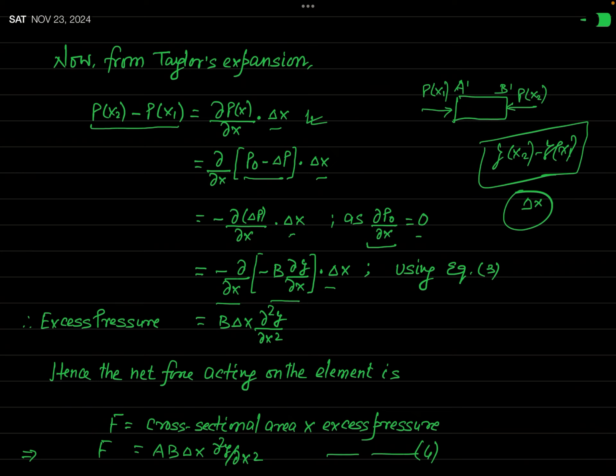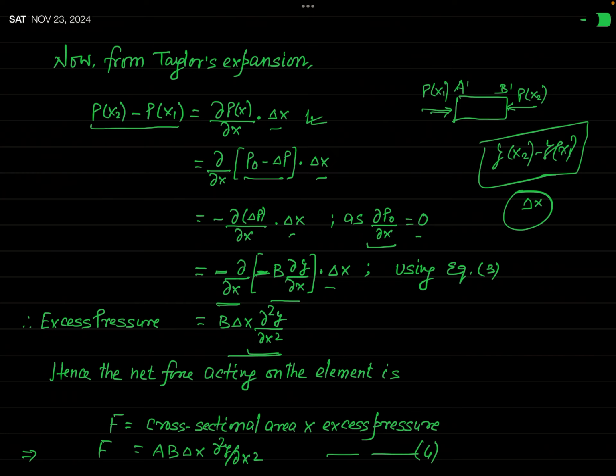Here B is constant, so it will be outside of the operator, and when this del by del x is operated on del y by del x, it will be del 2y by del x square. And this minus times minus will become plus. So the excess pressure acting on the element AB is given as B times delta x times del 2y by del x square. In this way, we have obtained the excess pressure acting on this element.